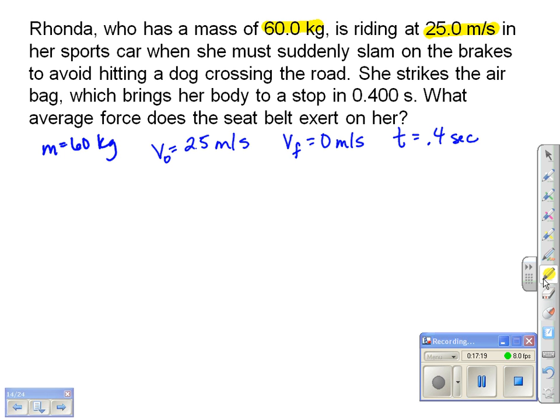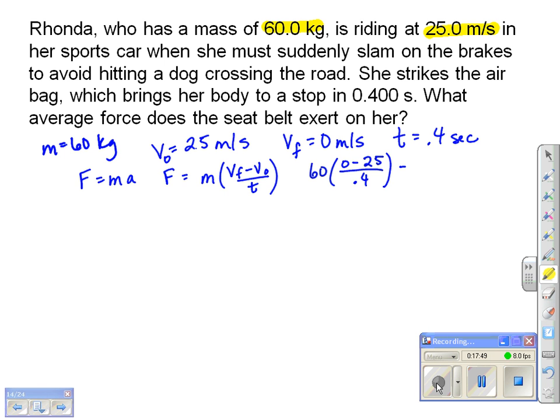It says, what average force does the seatbelt exert on her? All right. Well, force equals mass times acceleration. And for this one, we're going to say force equals mass times Vf minus V naught over T. So we're now going to have 60 times 0 minus 25 divided by 0.4.